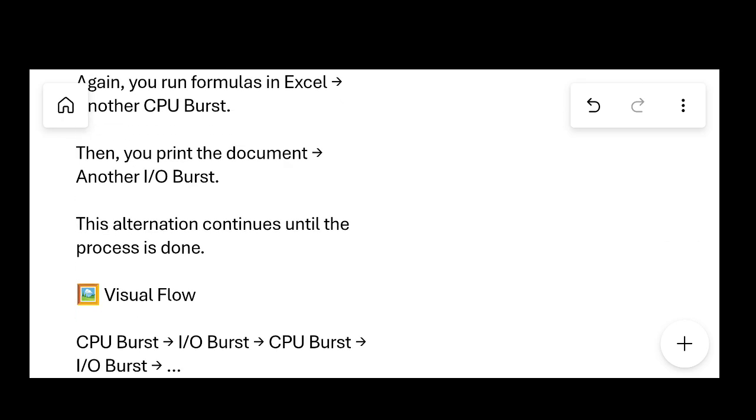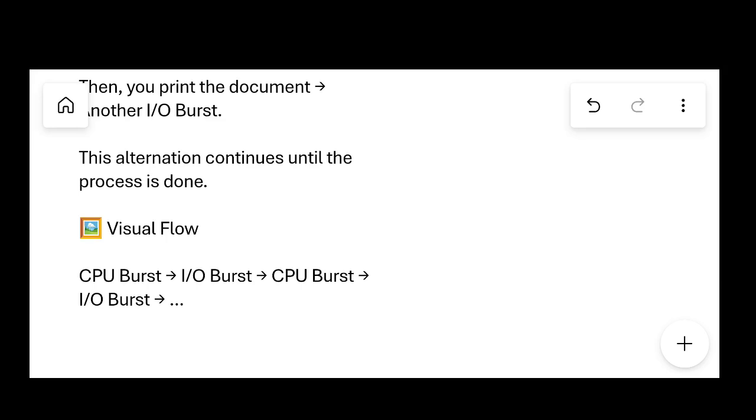Now see the visual flow: CPU burst, IO burst, then CPU burst and IO burst. Just like, what is a burst? The word burst means a short period of intense activity. In operating systems a process never keeps using only the CPU or only the IO devices continuously. Instead it alternates between short periods of CPU execution and IO operations. So these short periods are called bursts.